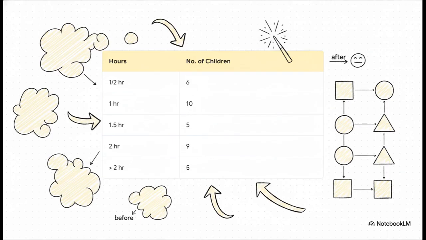Samira and Kabir did exactly that by creating a simple table. Look at how much cleaner this is. On the left, we've got the number of hours spent watching TV. Half an hour, 1 hour, 2 hours, you get the idea. And on the right, the number of children who gave that specific answer. Suddenly, those messy bubbles are just gone. We have structure. Tables really are that foundational first step in taming wild data.